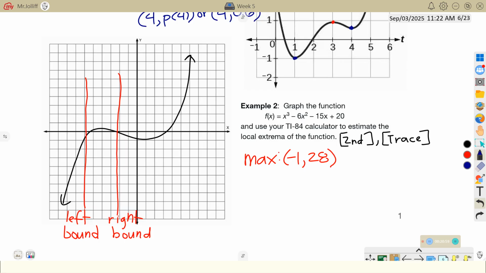We get to it the same way. Second trace. And then you select a minimum from the option menu, and it's going to ask you the same 3 questions. Where is my left boundary? Where is my right boundary? Do I want to guess? And the answer is yes. Yes, you do want to guess. I'm going to give you just a minute to do that. I'm going to ask you to share your answer.